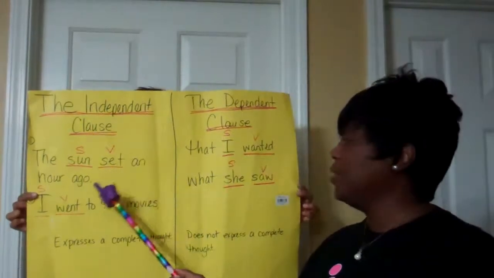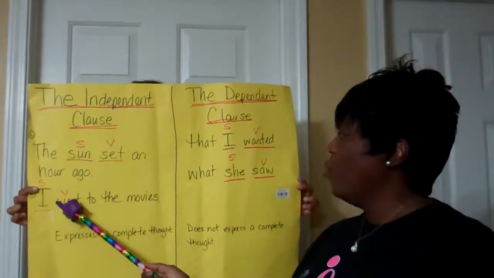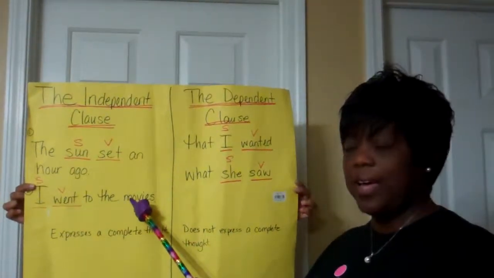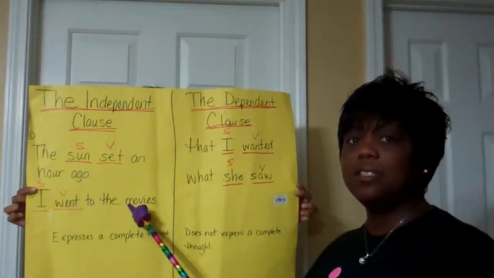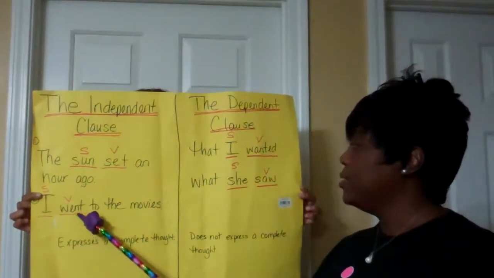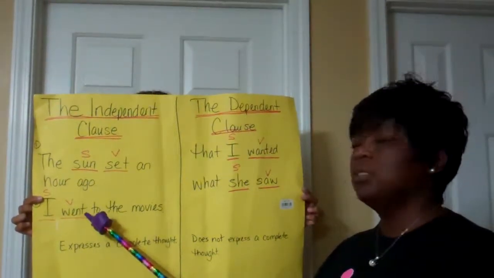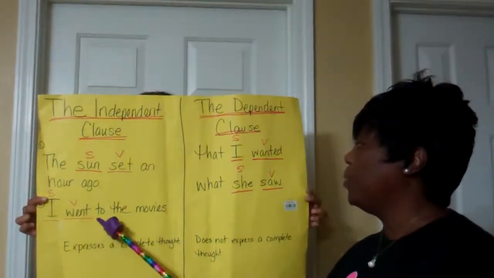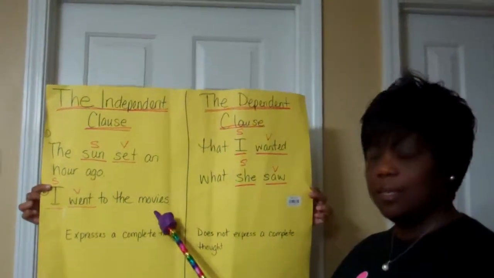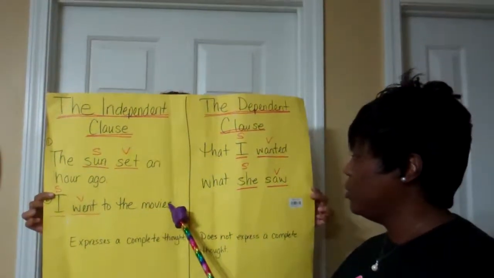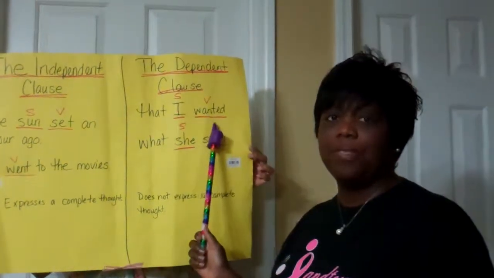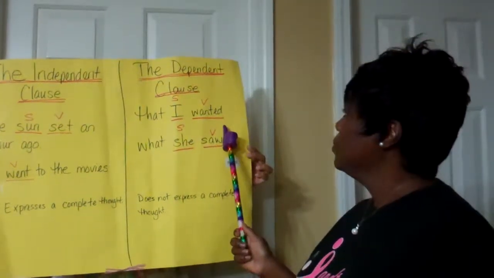This is a complete thought. Let us look at the second sentence: I went to the movies. First, let us see if it has a subject and a verb. Subject, I; verb, went. Let us see if it has a complete thought. I went to the movies. It makes sense. It expresses a complete thought. Okay, let us look over this section where we have the dependent clause.